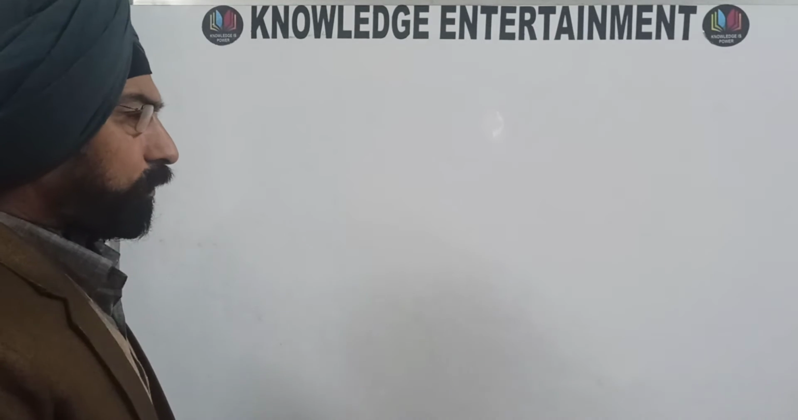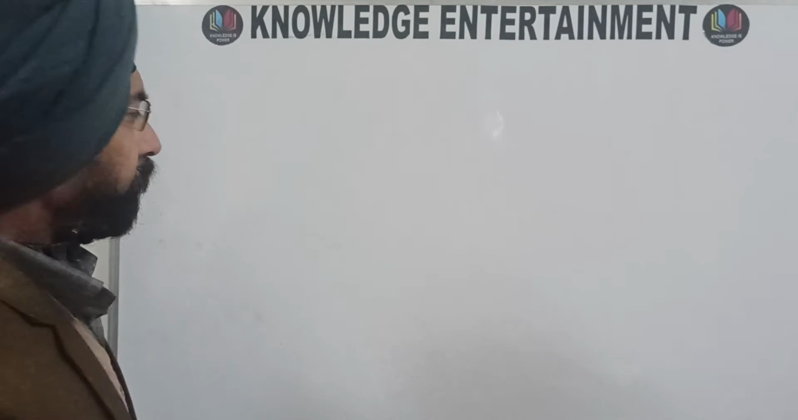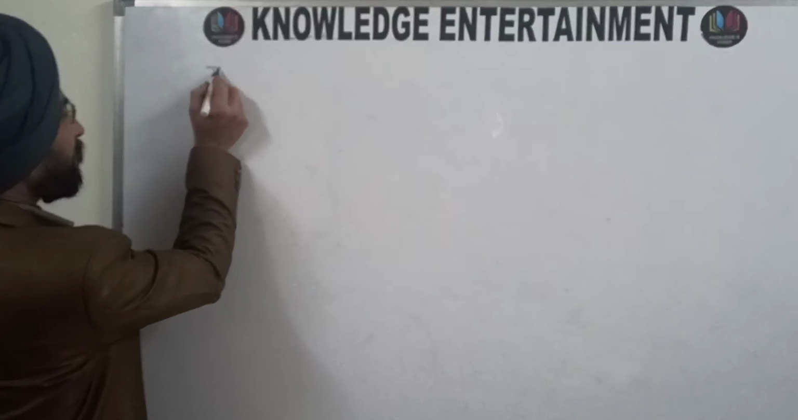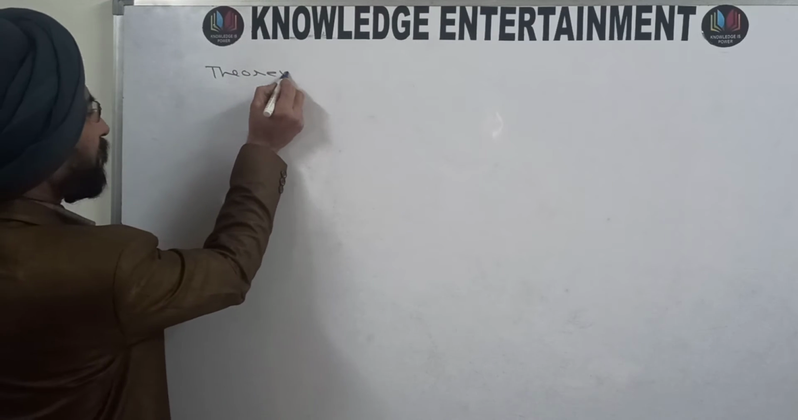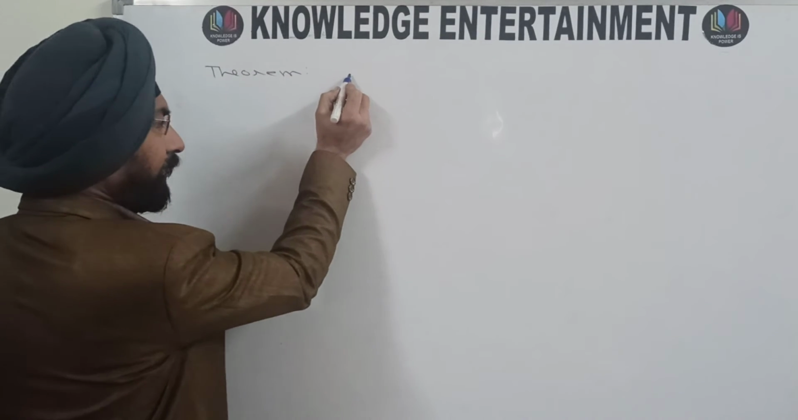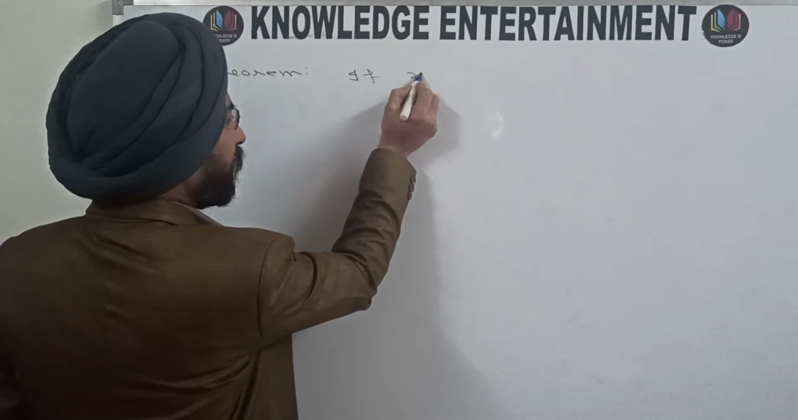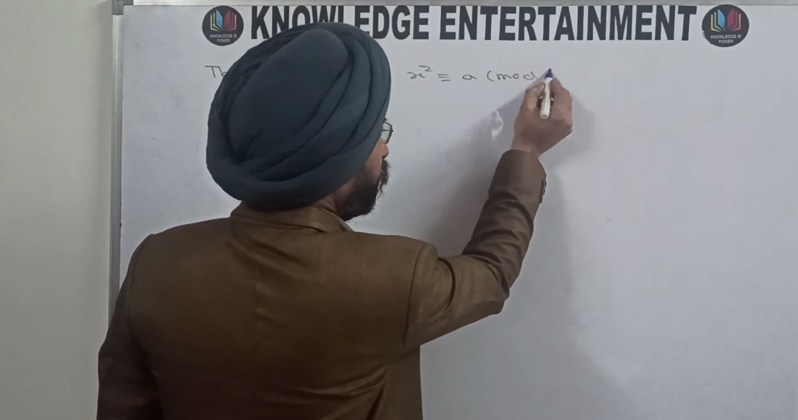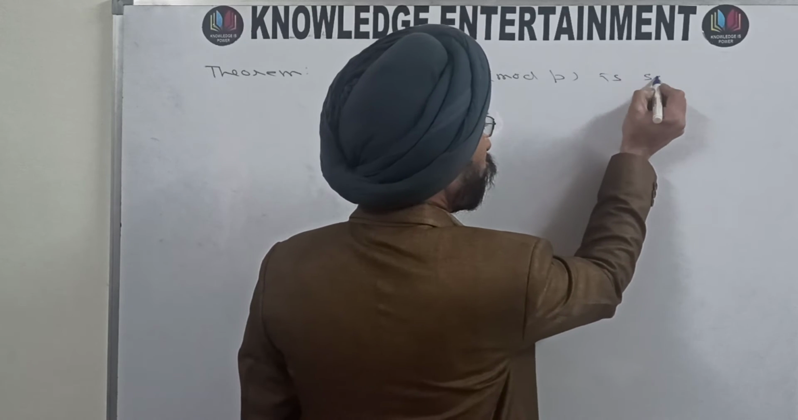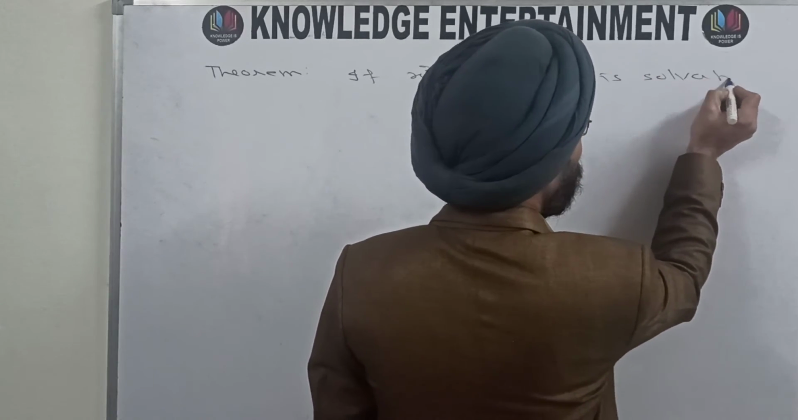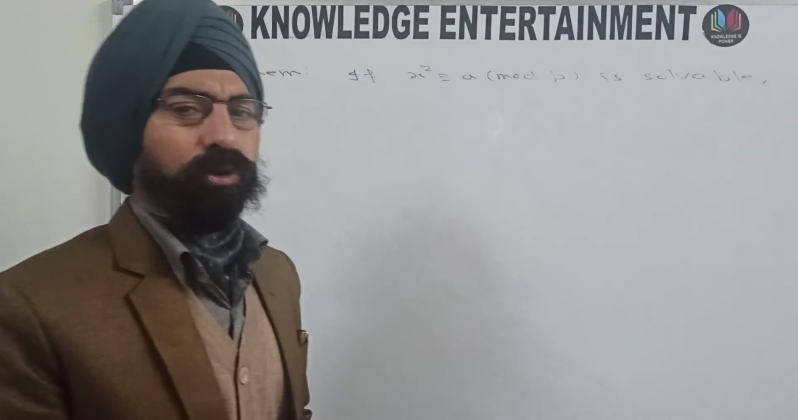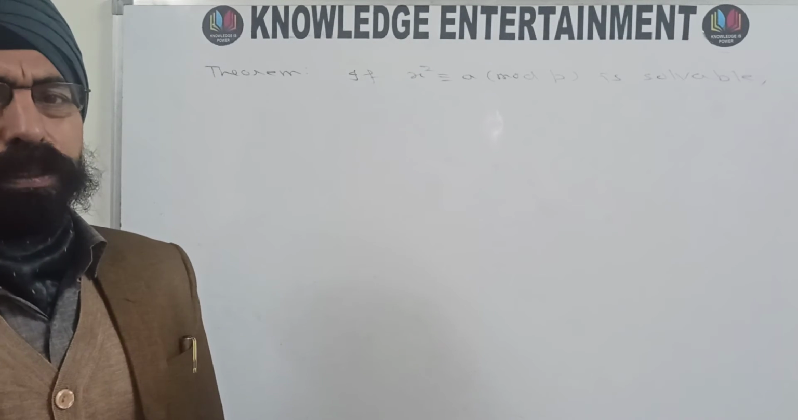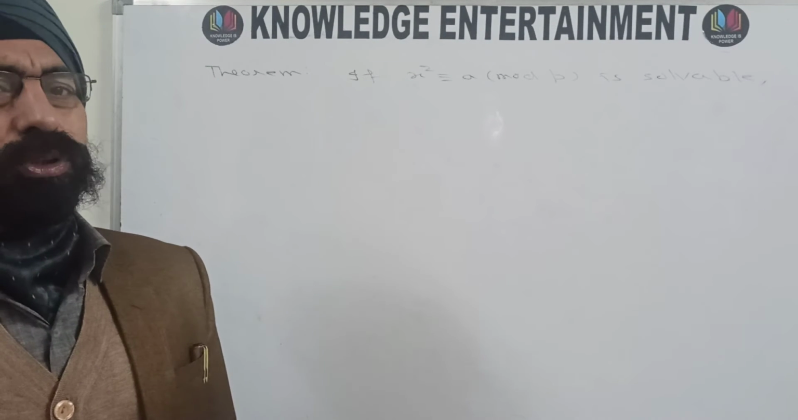And now one more theorem. Let us see what the theorem says. The theorem says, if the quadratic congruence x square is congruent to a modulo p is solvable, that means if a is a quadratic residue modulo p, then how many solutions will there be?